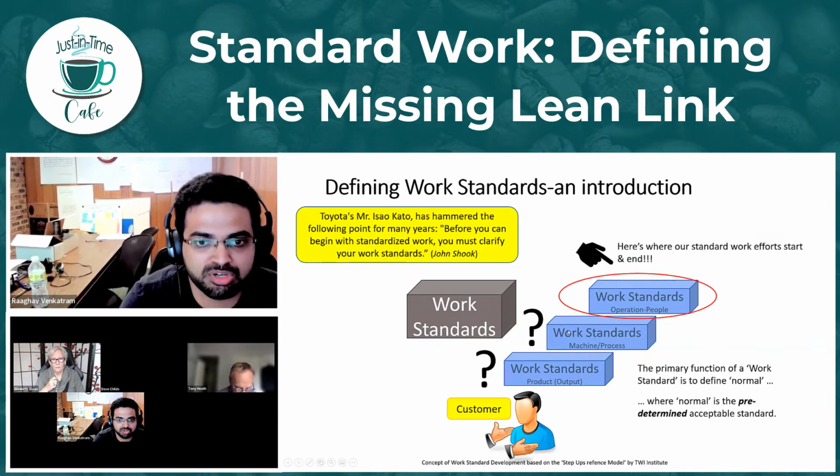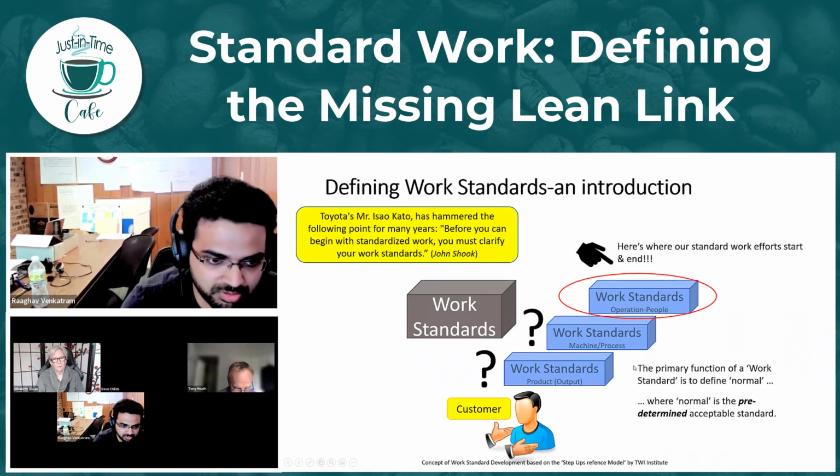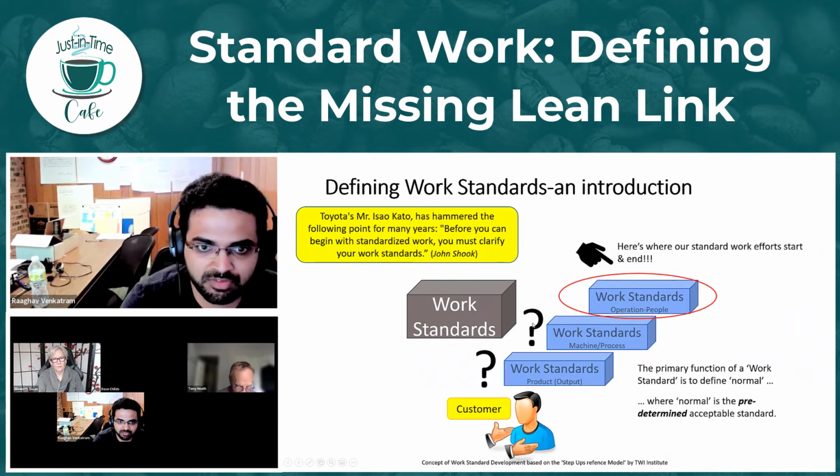A normally operating machine or process would then produce a good or normal product or output. Now, if you don't have either of these, then there's no way you can test the first hypothesis: if person A does the activity as specified, then the outcome would be defect-free. You can't test that because you haven't defined work standards for the machine or the process.